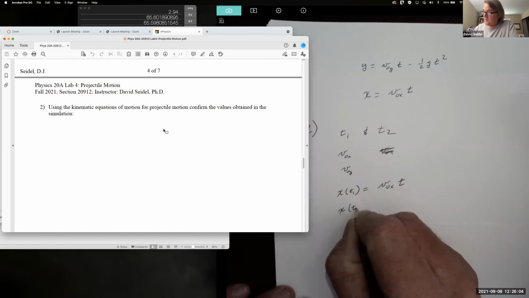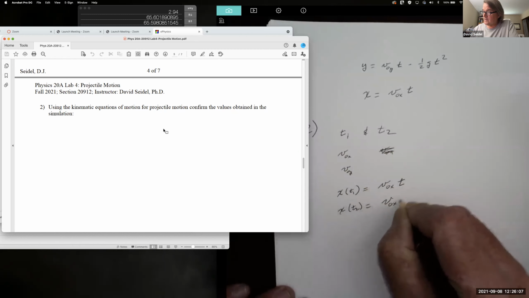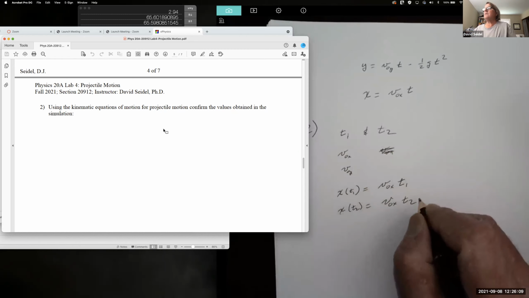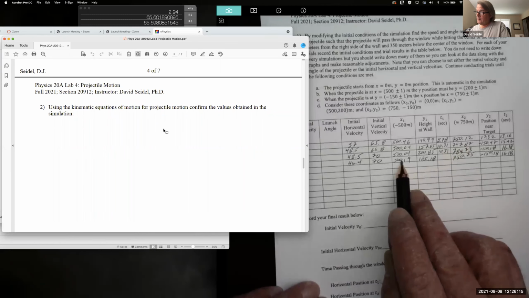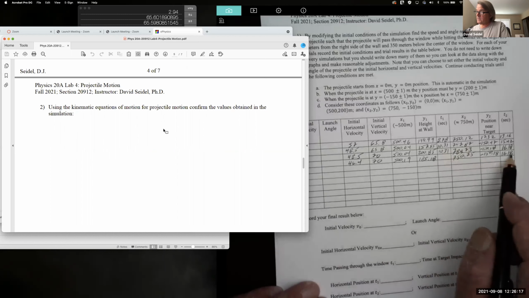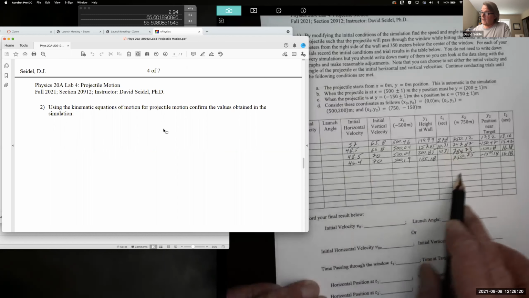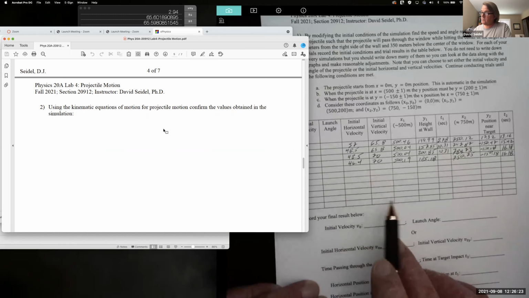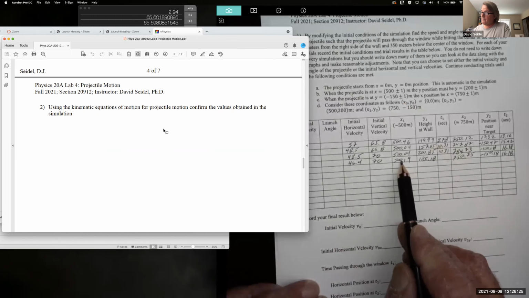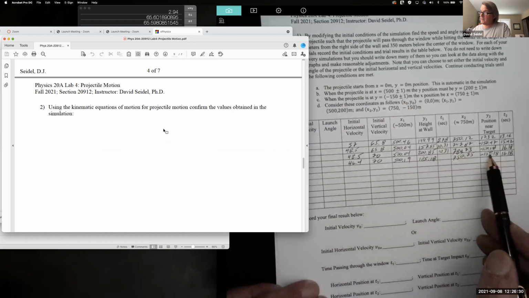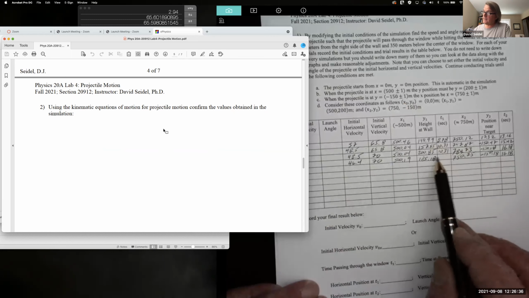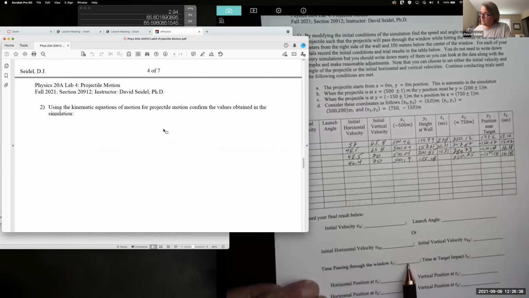X of T2 equals V0x T2. Those are the times that I've been writing down here: the time, here's my X position, the Y position, the X position, Y position, the time. Now, you're going to get it down. You're going to keep going through here until you meet these conditions of 500 and 200 plus or minus 1, 750 and minus 150 plus or minus 1. You're going to find the times that meet that condition. You're going to write those down in here where the condition is met.